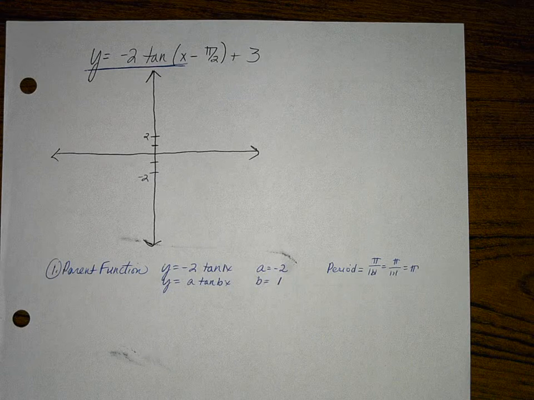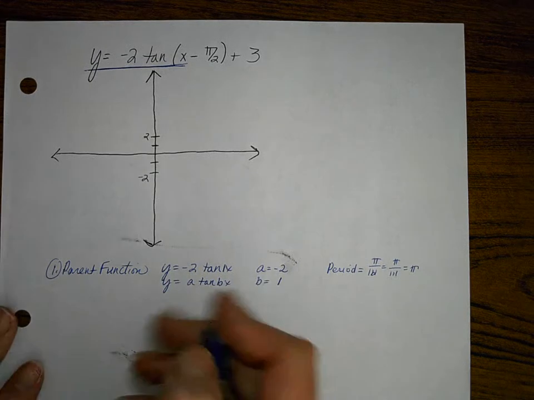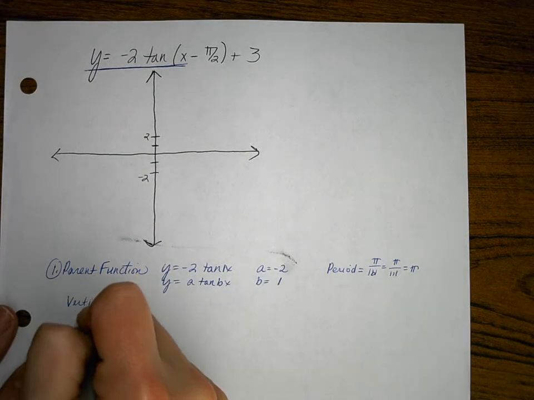For a tangent graph, if my period is pi, what is that really telling me? Beautiful. The distance between the asymptotes is pi. The distance from one asymptote to the next asymptote is pi. Now, with that said, I don't put that on my graph, but that helps me find what important thing? The period is pi. What does that help me find? My vertical asymptotes. Okay, so I need to find those vertical asymptotes.